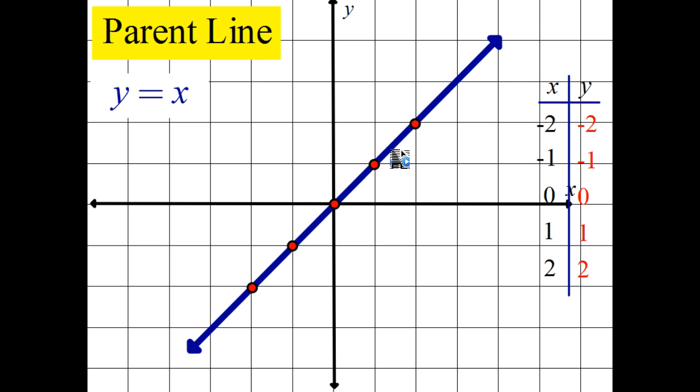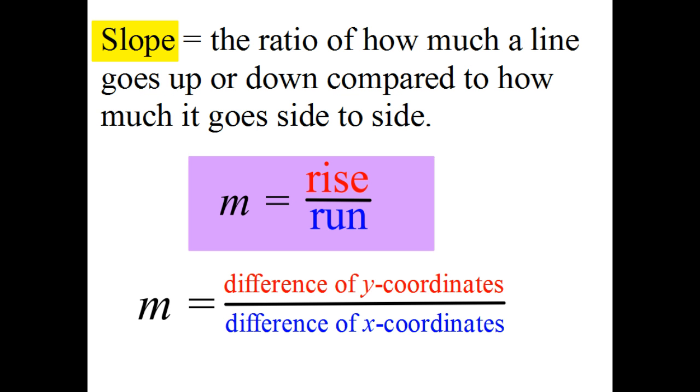So let's take a look. Let's explore this idea a little bit more, okay? The idea of steeper and shallower, that's the idea of slope. The slope is the ratio of how much a line goes up or down compared to how much it goes side to side. Really, it's describing the steepness of a line, okay? How fast it's rising, or how slowly it's going up. That's really what it's describing, how steep it is.